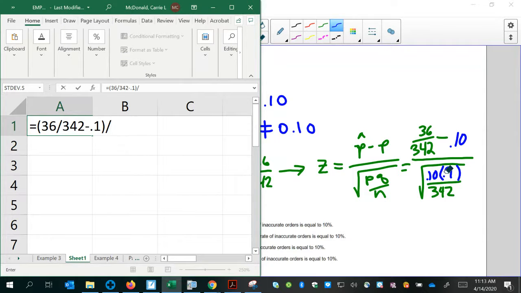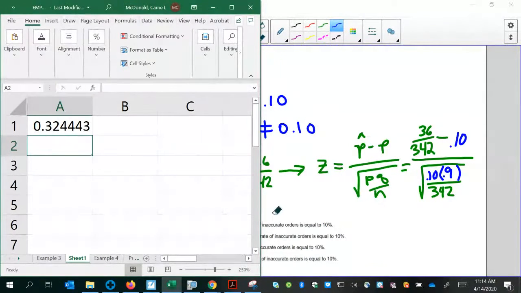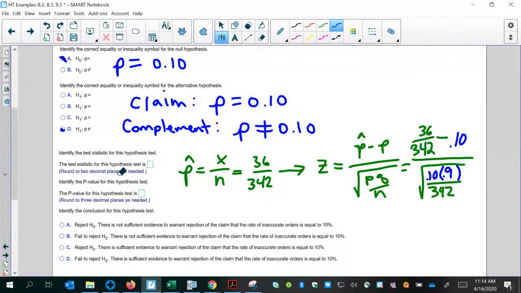Notice that the bottom has a square root over everything. So I'll go ahead and make a square root function, in Excel it is sqrt. And then I'll put in 0.1 times 0.9 divided by 342. Close that with another parenthesis and enter. So I got 0.324. Let's see, what was rounded to 2 places? 0.32 then? 0.32. The test statistic, 0.32. It's actually a z-score.